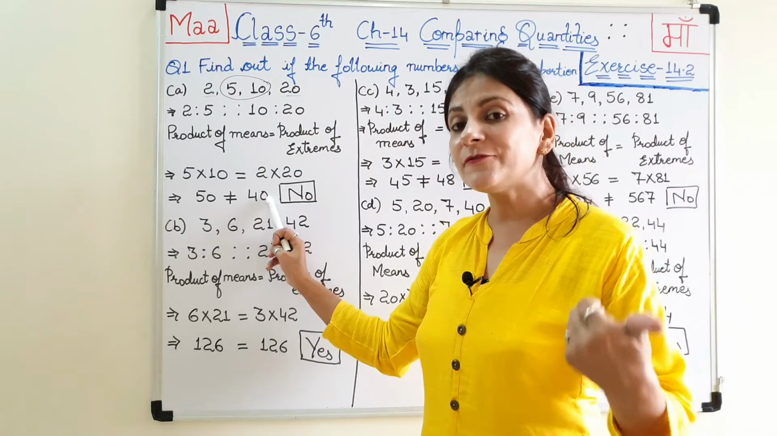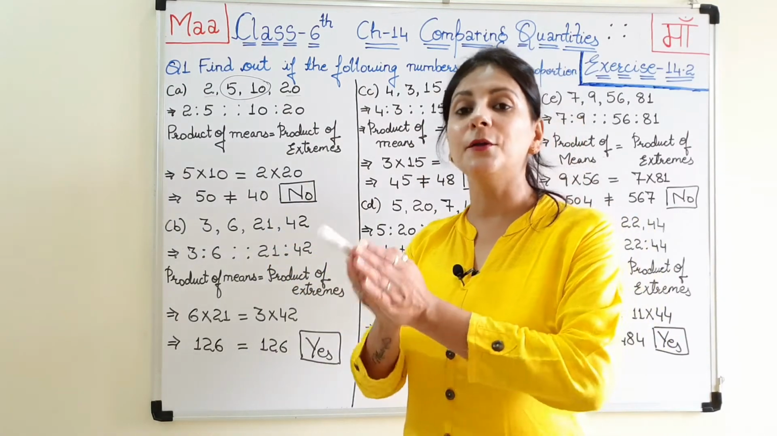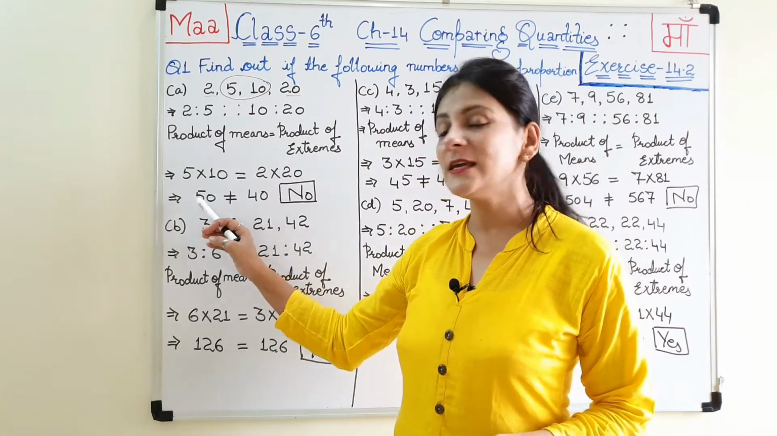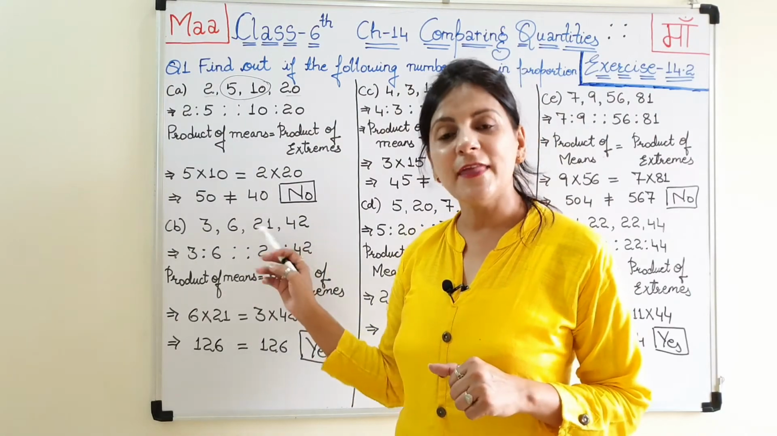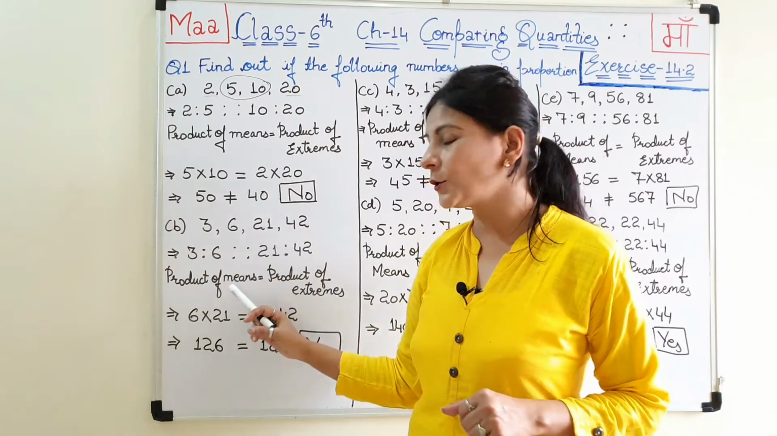Now when the left hand side is not equal to the right hand side, that means the given numbers are not in proportion. Like in first part here you can see 50 this side and 40 this side. So 50 is not equal to 40. That means the given numbers are not in proportion. Just move on to B part.